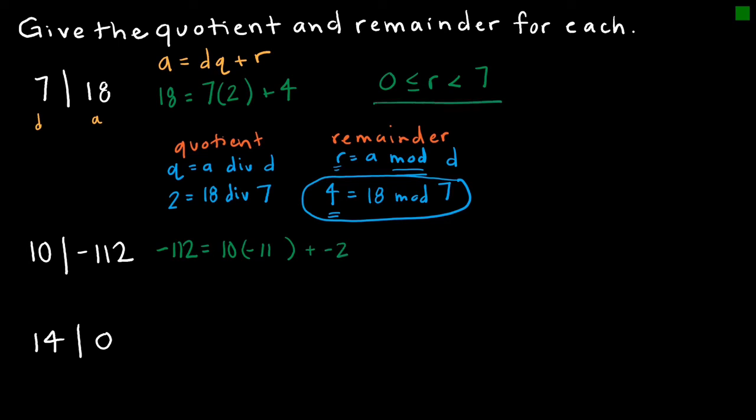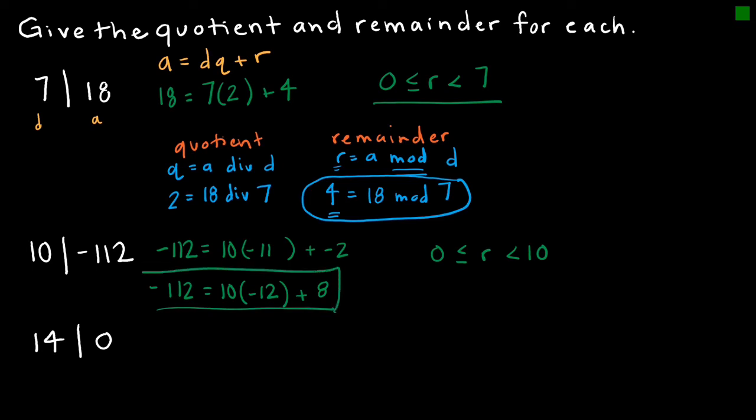But we know that my remainder in this case has to be between 0 and 10, and negative 2 is not between 0 and 10. So instead of writing it in this way, I would have to write negative 112 equals 10 times negative 12, and then now my remainder is going to be positive. So if I took 10 times negative 12, that's negative 120, I would have to add a positive 8. So this would be the correct way to write that.